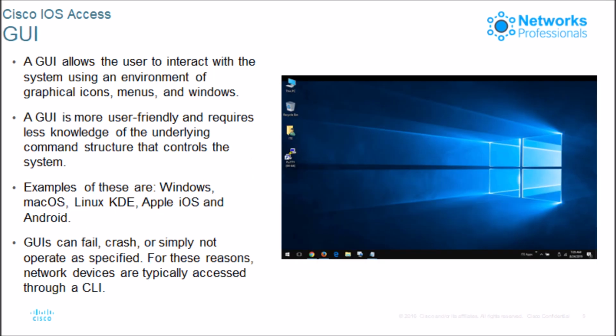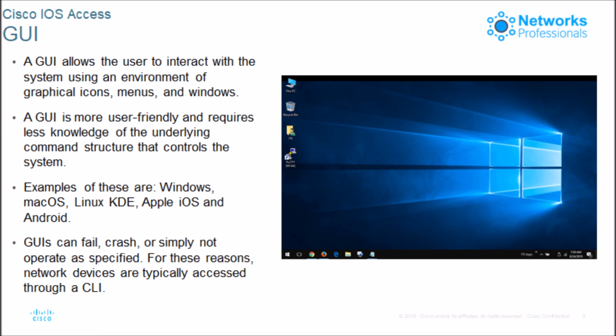When using a CLI, the user interacts directly with the system in a text-based environment by entering commands on the keyboard at a command prompt. The system executes the command and often provides textual output. Operating the CLI requires very little overhead. However, it does require that the user have knowledge of the underlying command structure that controls the system.